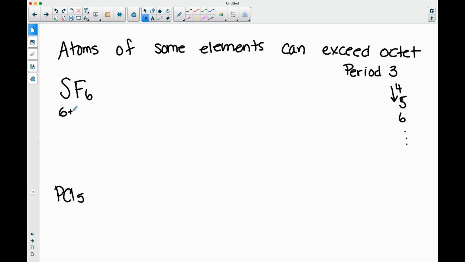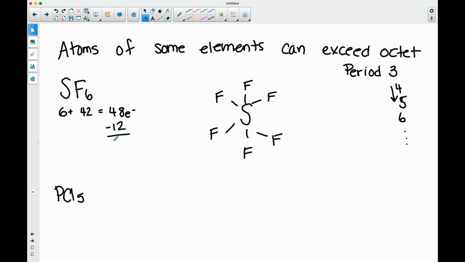S has 6 plus F is 7 times 6, which is 42, equals a total of 48 electrons. S goes in the middle. S is going to make a bond with each fluorine. That's 2, 4, 6, 8, 10, 12 electrons around the sulfur. 12 from 48 means that we have 36 electrons left. We're going to distribute those around the fluorines so that they have 6 each, giving them their octets. Fluorine is not in at least period 3, so fluorine cannot expand its octet.